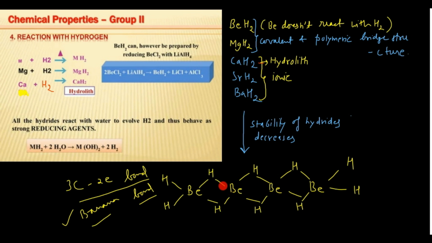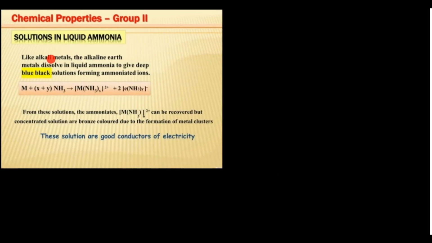So this actually looks like the shape of a banana. I can draw the shape of that banana just like that, right? This is your banana bond, and this contains only two electrons. So it's a three center two electron bond, where this hydrogen actually lies in the perpendicular plane to the plane of the molecule, if you see the 3D structure. And the stability of these hydrides decreases as we go down the group, which I have already explained to you. Okay, now moving to the next very important property, solution in liquid ammonia.